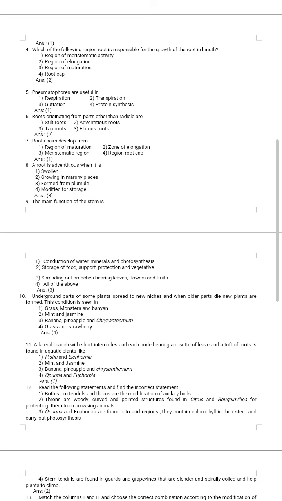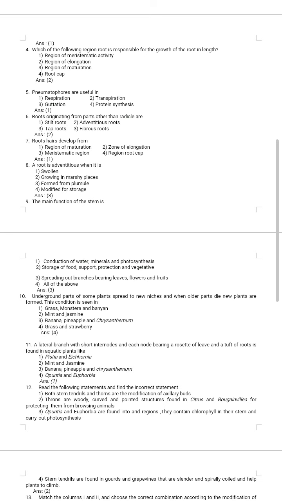Next, seventh question. Root hairs develop from. Let us see options. Region of maturation, zone of elongation, meristematic region, and region of root cap. Let us see the correct answer for this question. The correct answer is option 1, region of maturation, because this region of maturation only has a number of lateral roots. On them only root hairs are present, which help in absorption of water and minerals from the soil.